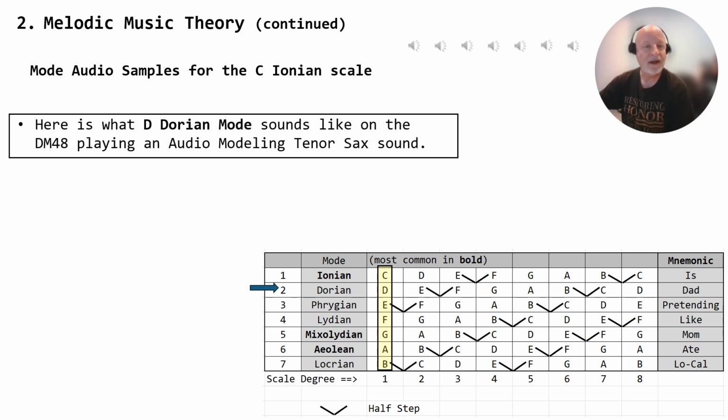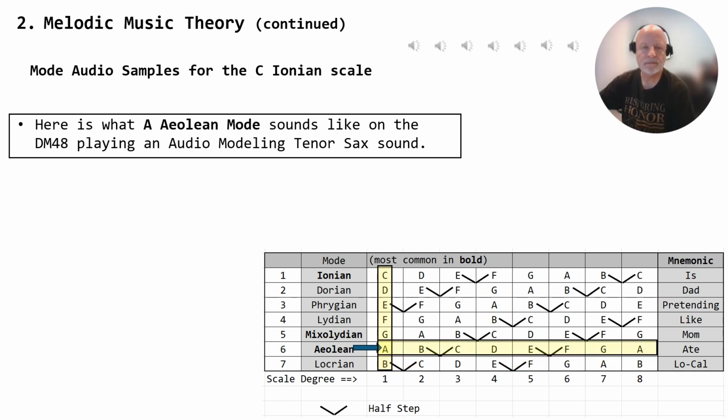All right, the next mode we're going to play is mode number 2. This is the Dorian scale starting on D. Okay, now we're going to bounce up to mode 6, and that's the Aeolian mode, and this one starts on the note A. Okay, now we're going to bounce back down to mode 3, Phrygian mode, starting on the note E.